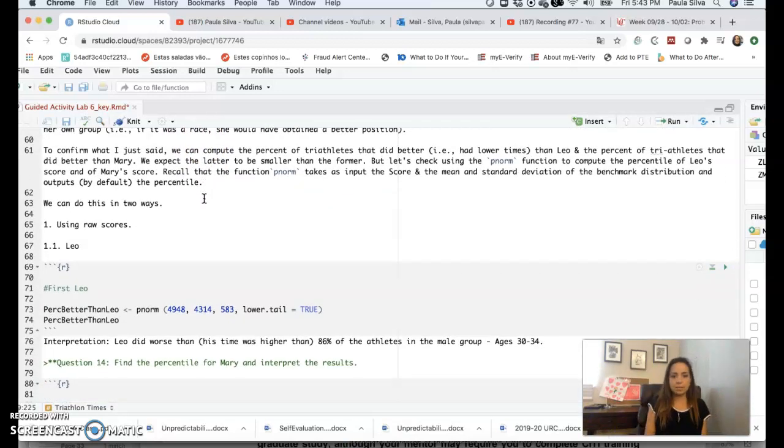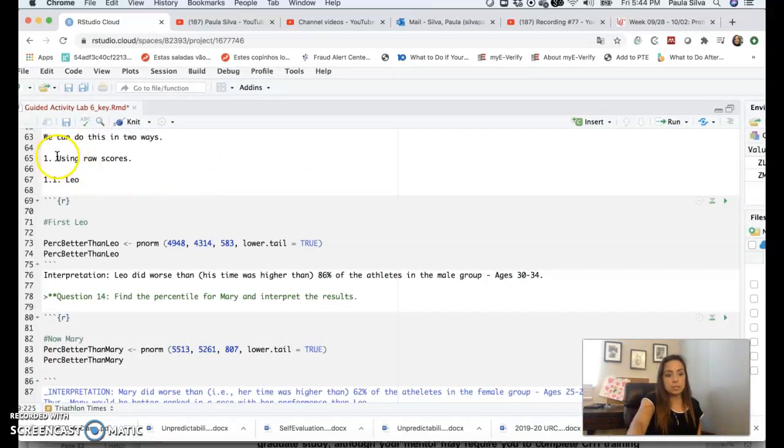To confirm what I just said, we can actually compute the rankings of each one of them within their respective groups by computing the percent of athletes that did better, had lower times than Leo, and the percent of triathletes that did better than Mary. We expect the latter to be smaller than the former, right? Fewer athletes did better than Mary than Leo. So we expect Mary to be in the lower percentile, because that's a reflection of goodness in this situation, than Leo. Recall that the function pnorm takes as input the score and the mean and standard deviation of the benchmark distribution, and outputs by default the percentile, the area on the lower end of the curve.